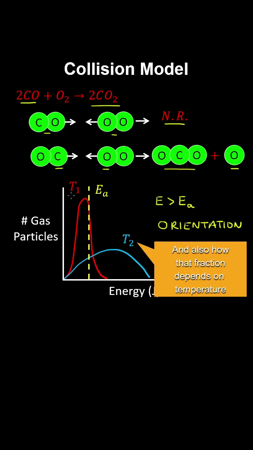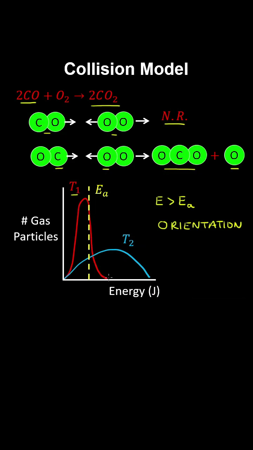So here, for example, if we have a lower temperature, then there's a narrow distribution of gas particle energies, and only a small fraction are going to overcome the activation energy to initiate the reaction. Whereas for the higher temperature, there are likely more collisions that have sufficient energy to yield a reaction.